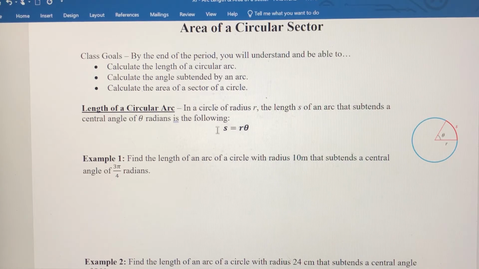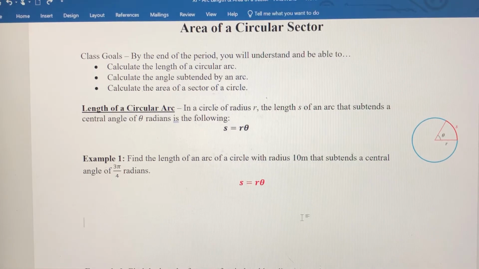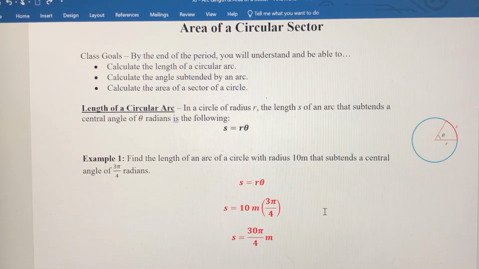So let's plug what we know into our formula. S equals R times theta. I know R and I know theta, so I'm going to plug those values in. I'm going to keep units here. As you're working through this, think about the dimensional or unit analysis. Arc length is a distance or a length, so my answer would have meters as the unit. So let's go ahead and multiply those. 10 times 3 pi is 30 pi. 4 is the only thing in the denominator, so it stays there. And my units, again, will be meters.